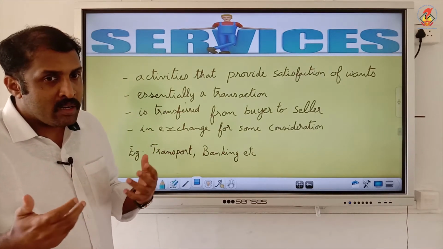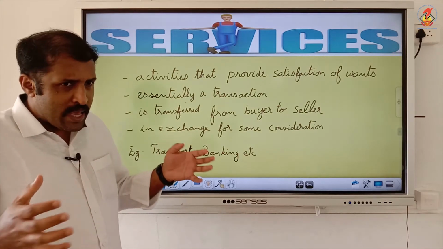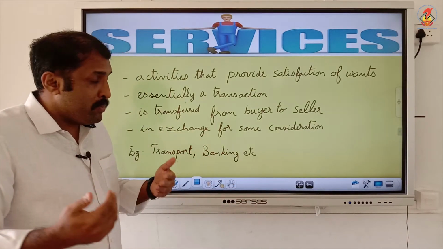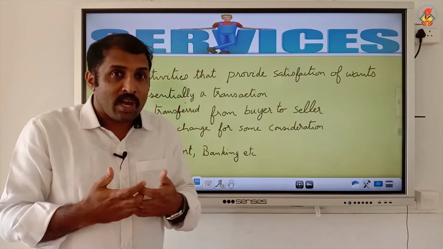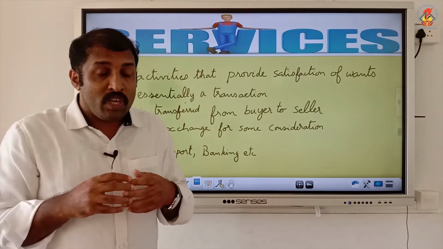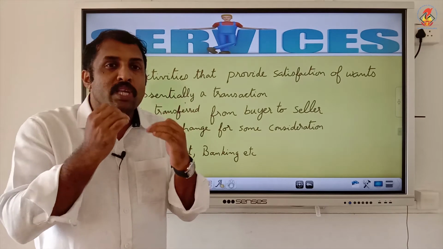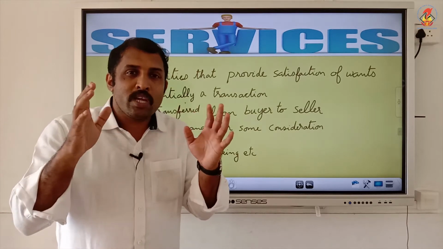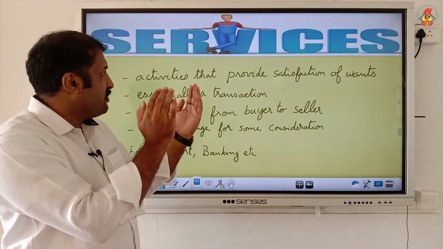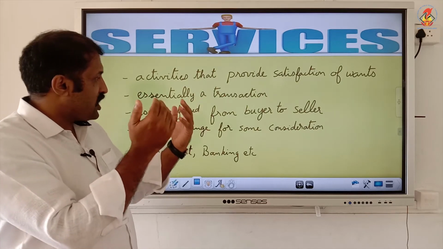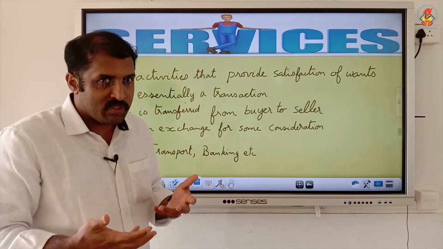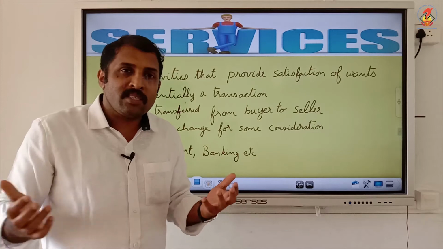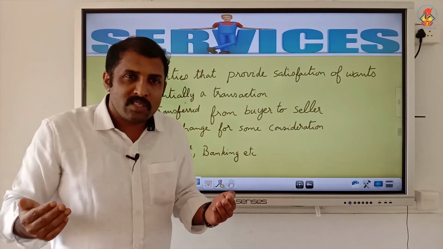Some of the examples are transport, banking, etc. So, those activities which are providing satisfaction of wants, which can be transacted, and it is to be transferred from buyer to seller for a consideration, and such kind of activities which we cannot see but experience, those are called as services. When we are going in detail, we can see that those activities which are providing satisfaction of wants, there is a transaction taking place between buyer and seller for a consideration which we cannot see, which is intangible. Those are called as services.